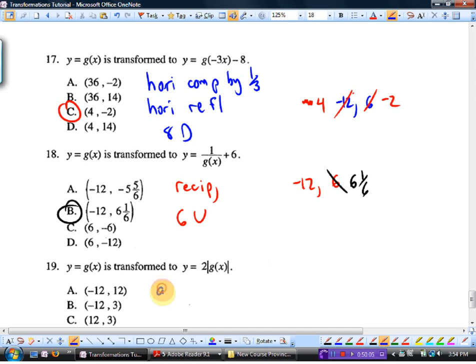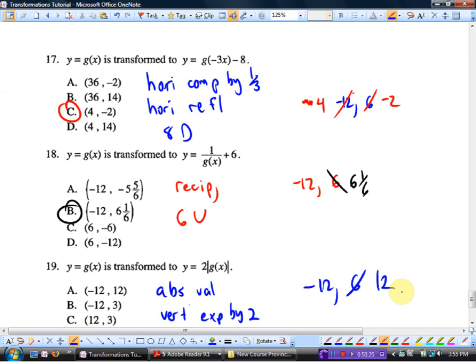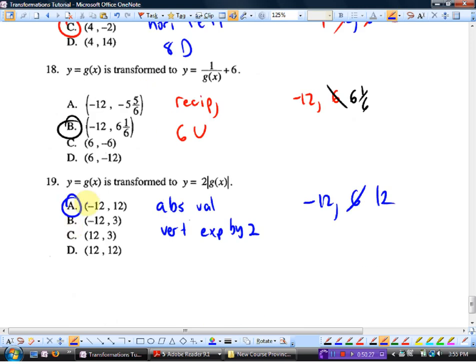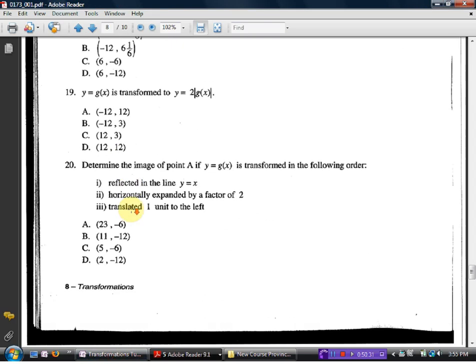So here we have absolute value, and then vertical expansion. We're starting out at negative 12 comma 6. When I take the absolute value of the height, what's the absolute value of 6? 6. Vertical expansion by 2. It's going to become a 12. Nearly there, I think.